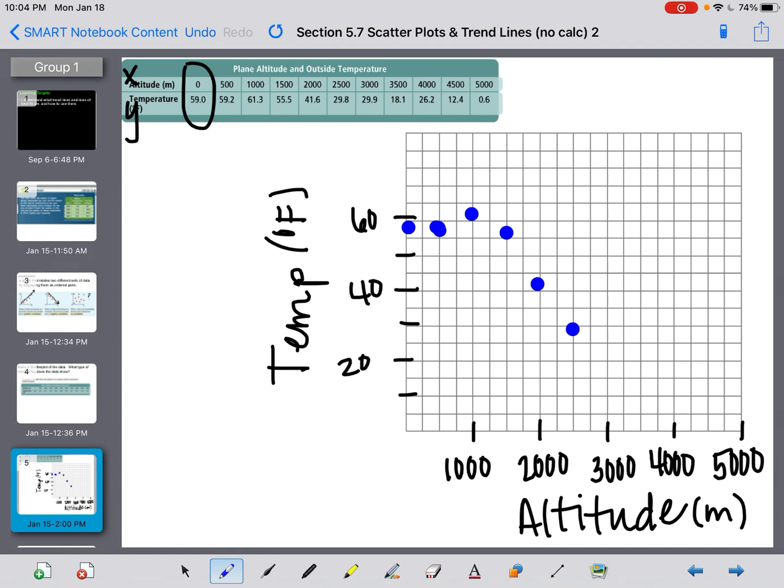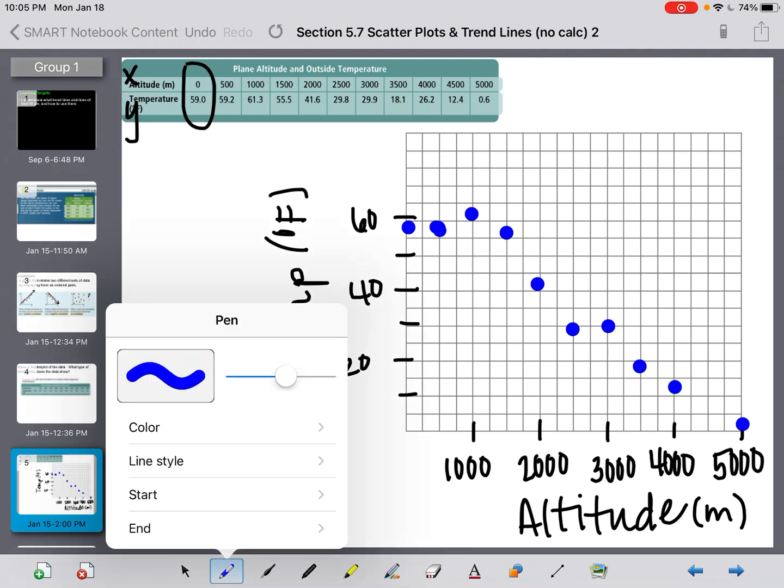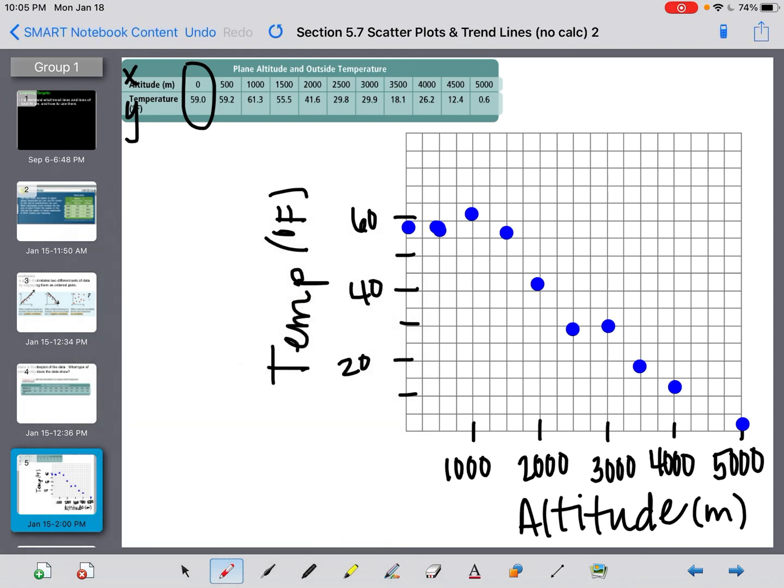3,000, 29.9. 3,500 is 18.1. 4,000 is 12.4. And 5,000 is 0.6. Now, even though these don't make a straight line, I would say that in general, I could draw a line through like this, and that would be negative correlation.